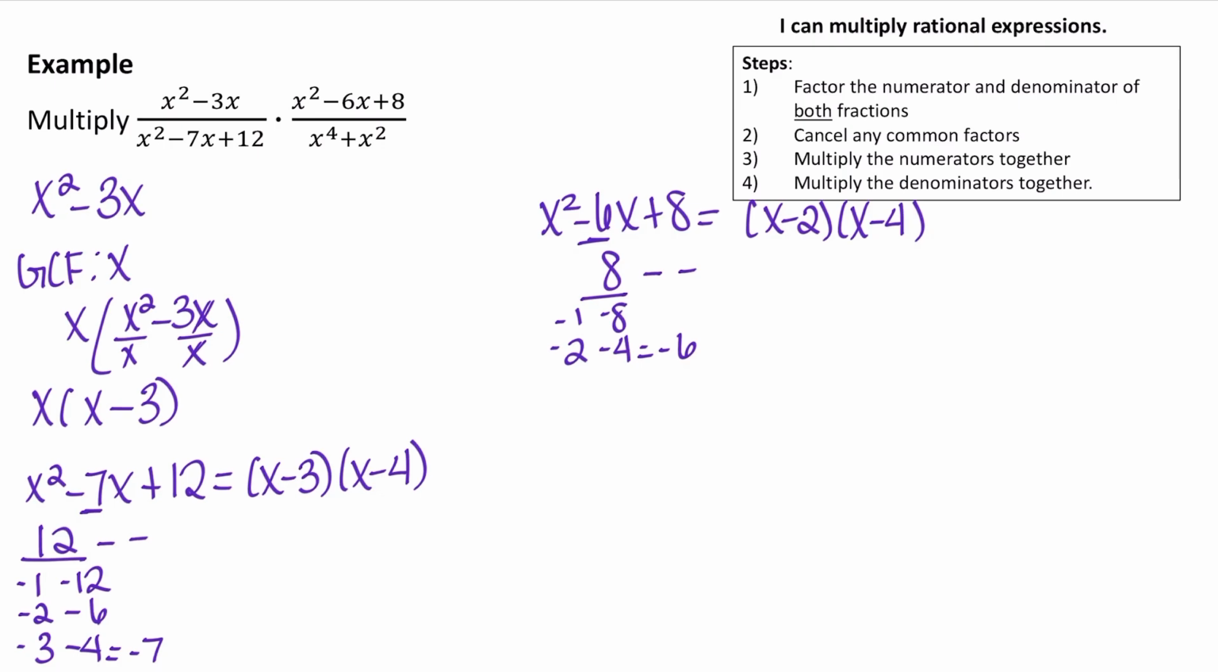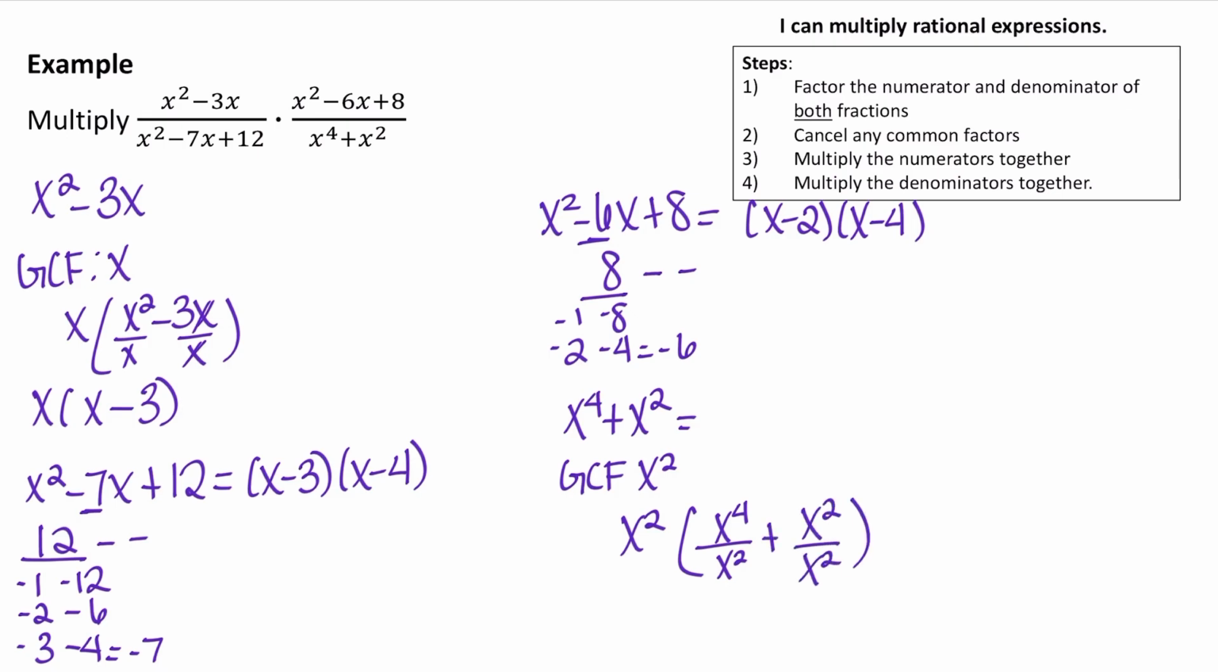And now finally we have x to the 4th plus x squared. So if we look at these two terms, we have a GCF. Notice that I can factor an x squared out of both terms. So when I factor out an x squared, I have x to the 4th over x squared plus x squared over x squared. So that leaves me with x squared times x to the 4th over x squared is going to reduce to just x squared. And then x squared over x squared is just plus 1. So now that everything's all factored out, I can rewrite my expression.